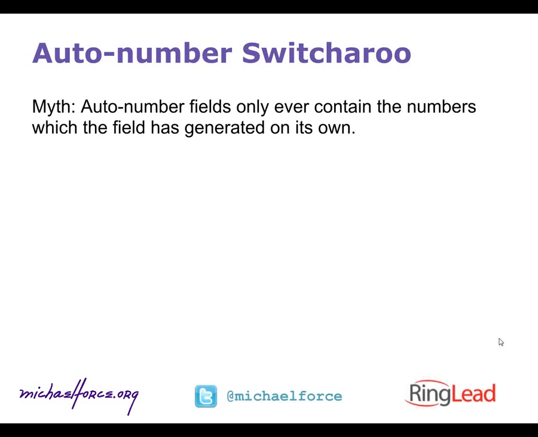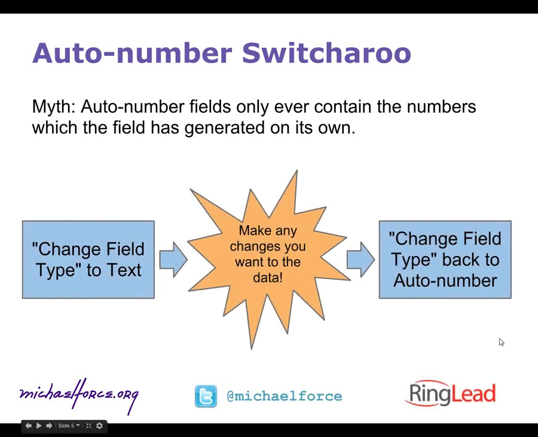So we have the auto number switcheroo. So this one is basically coming from a myth, right? So the myth is that auto number fields only ever contain the numbers which the field has generated on its own. And so the truth of the matter is that you can really put whatever you want in there. So, an auto number field is typically, you could put in there like maybe some combination of letters and numbers, so it's, my record 0001, 0002, 0003. Every time a new record gets created, it just increments the number, and yeah, I'm sure most of you have used these types of fields in your Salesforce orgs.